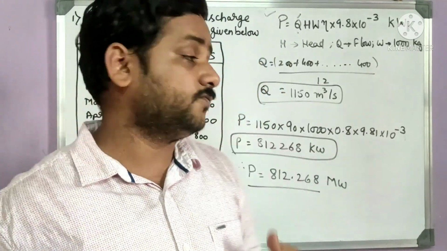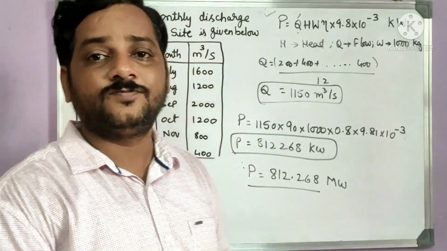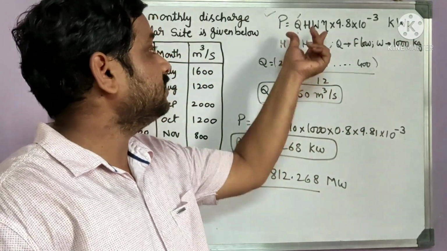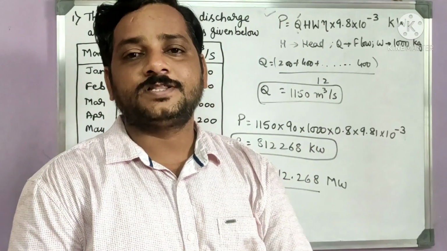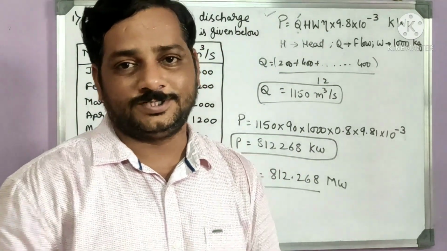Another way, you can go in reverse also. If you want to generate this much energy, what should be the flow of water you need? Using this formula you can achieve it. I hope it is clear for you. Now let's move to the next question.